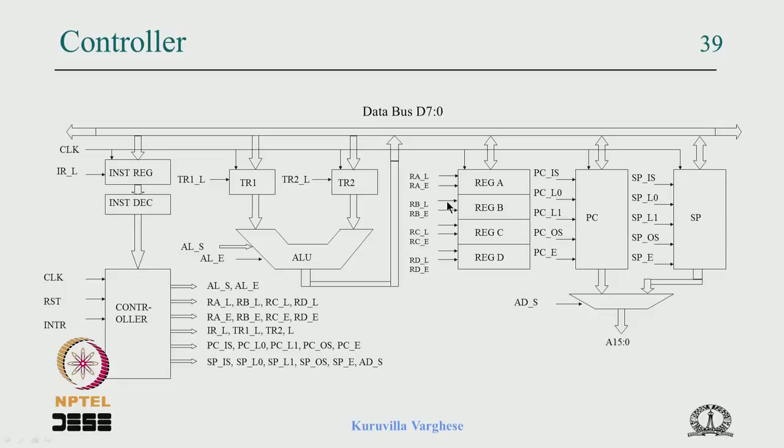Now I can tell you a very simple idea. What we should do is give a pulse to RAE, and we can give the same pulse to the TR1L, assuming it is synchronous with the clock. Then the A value is enabled because it's a pulse, and it comes here and the clock edge comes, it gets latched, and the pulse goes to 0, it is disabled. Similarly, you move the register B content into the temporary register 2: enable B, give the same pulse to the latch signal, clock comes, it gets latched, and when the pulse goes 0, this is cut off.